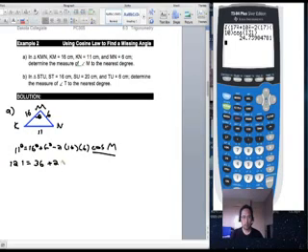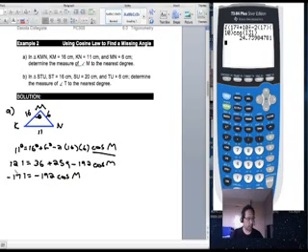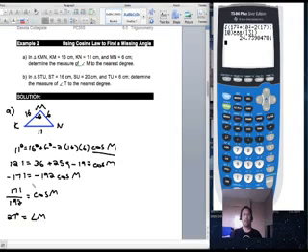121 equals 256 plus 36 minus 192 cos M. We're going to subtract these two from both sides, so we end up with a negative 171. It's going to be equal to negative 192 cos M. And we'll divide both sides by negative 192. Comes out to be a positive 171 over 192 equals cos M. So we go to our calculator, do inverse cos 171 divided by 192. Angle M comes out to be 27 degrees. B is the same sort of story.